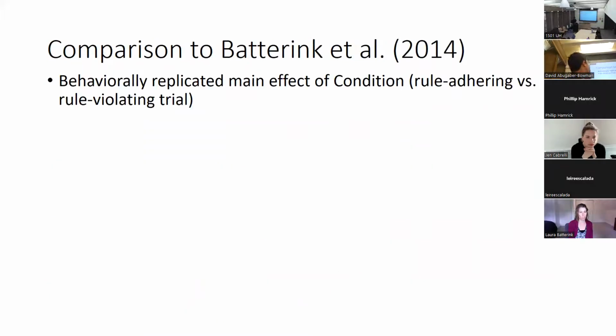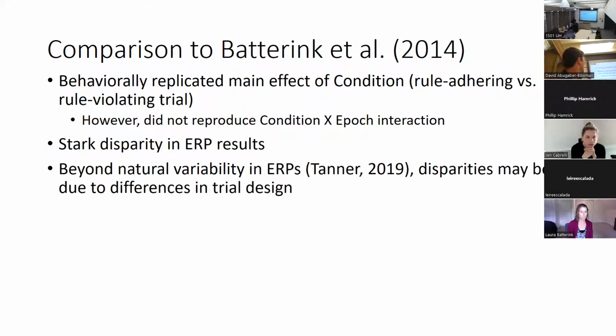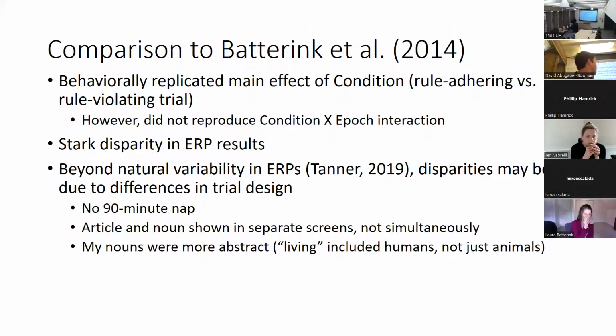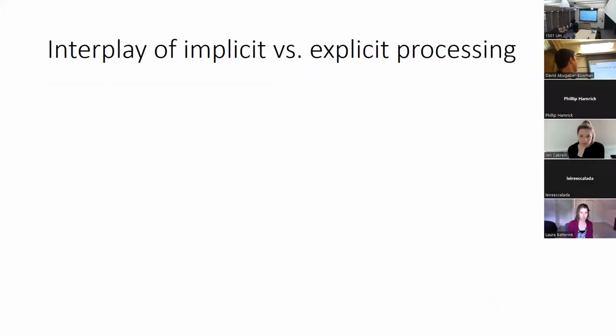Okay, we compare results to Benefit 2014. We behaviorally replicated their results pretty much, but there was a stark disparity in ERP results, which we attribute to natural variability in grammar processing ERPs or to differences in the design, as noted there. Nevertheless, it's notable that we still found evidence for rule-aware learning, even if this could have been boosted by low-level motor response time.